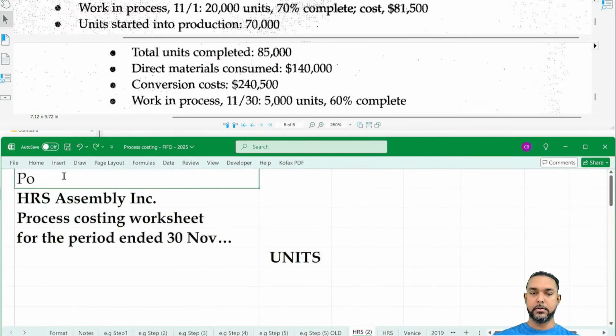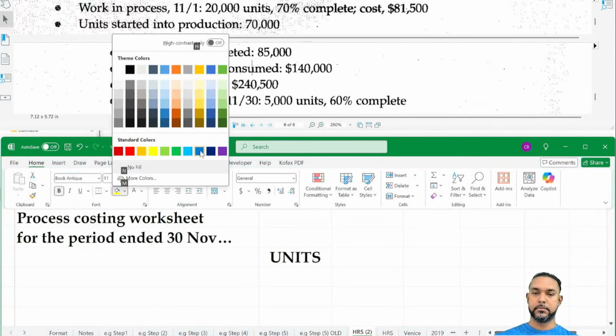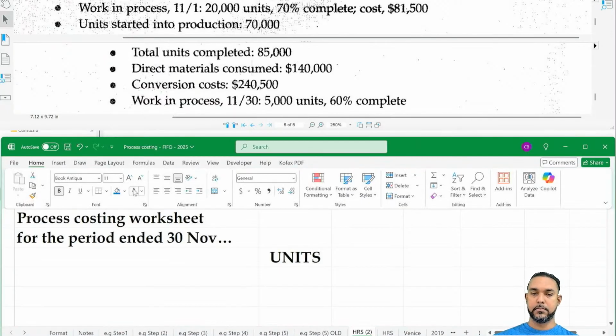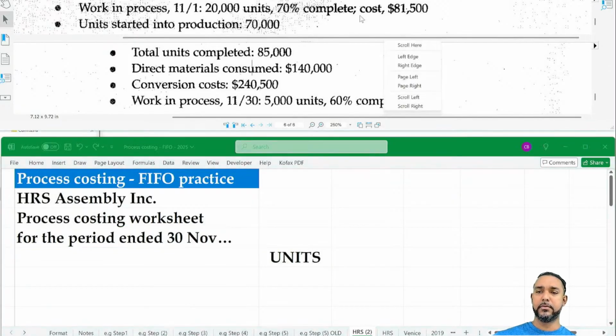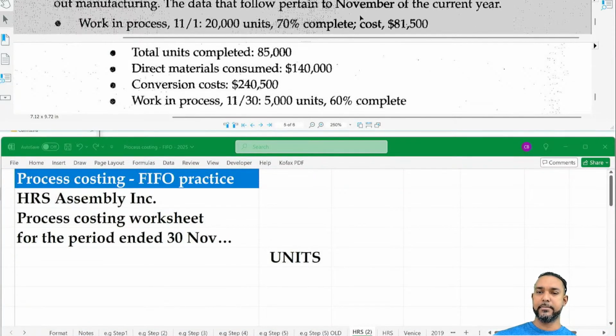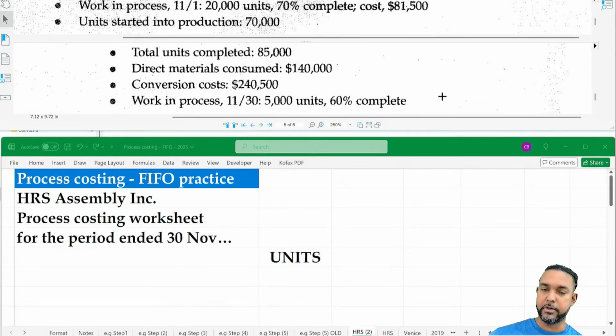All right, so process costing, FIFO practice. What's the name of the question again? HRS Assembly, right? So you're heading up HRS Assembly production cost report. Don't worry about it. You can put for the month of November. Don't worry about the year. You can put 2024, whatever, doesn't matter. They didn't give us a year, so we don't have to worry about it.